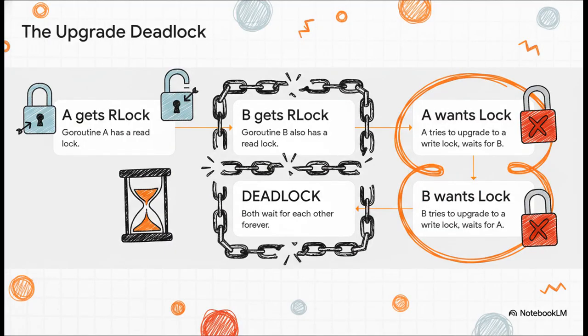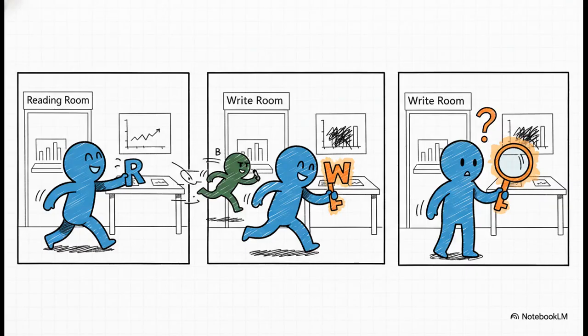Let me walk you through exactly why. Imagine Go routine A and Go routine B both have read locks. They're happily reading away. Now Go routine A decides it needs to write something, so it tries to get a write lock. What happens? It has to wait for Go routine B to release its read lock first. Makes sense. But what if Go routine B also decides it needs to write? It tries to get a write lock, and now it has to wait for Go routine A to release its read lock. See the problem? They're both stuck waiting for each other, forever. That's a classic deadlock.